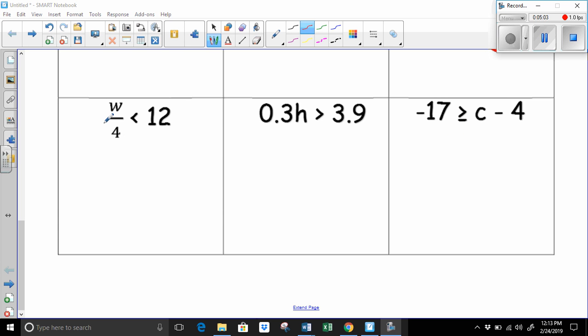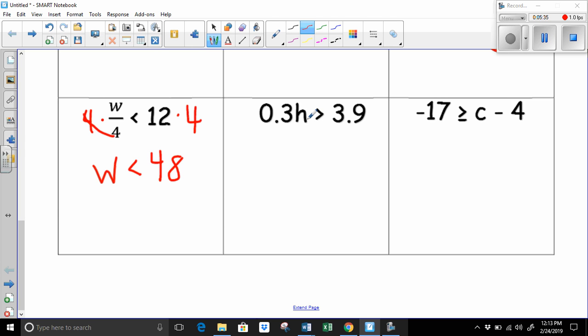For this problem, we have w divided by 4 is less than 12. So to solve this, we have w as our variable. Attached to that variable is a division of 4. To undo a division of 4, you're going to want to multiply by 4. Again, whatever you do to one side, you do to the other. Our 4's cancel. We'll bring down that w. We'll also bring down our less than symbol. And 12 times 4 is 48. So our answer is w is less than 48.